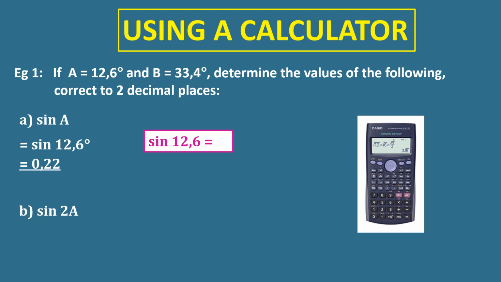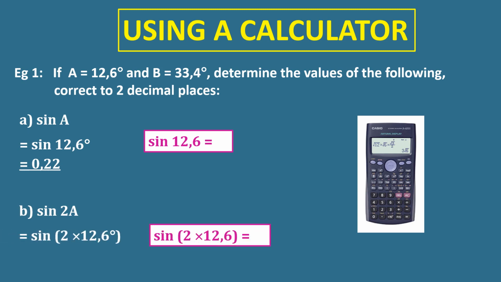In the second example, we've got sine 2A. Now, all we need to remember here is that it will be 2 times A. So the sine of 2 times 12,6, and just put 2 times 12,6 in a bracket, sine and push equals, and we get 0,43 rounded off to 2 decimal places.